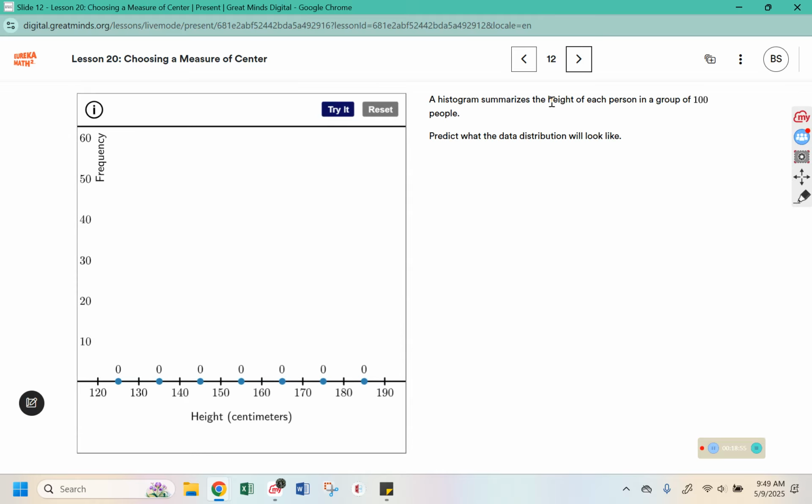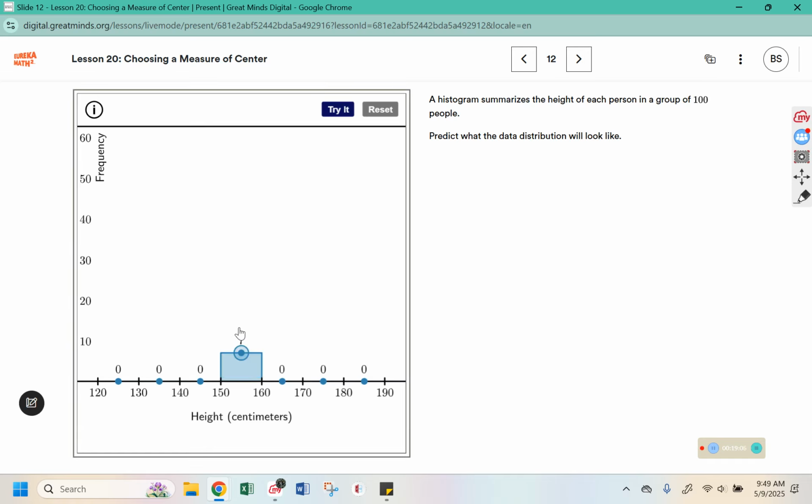This histogram summarizes the height of each person in a group of 100. Predict what the distribution would look like. Well, I think most people are going to be average, so I'm going to place those high in the middle. And then we'll have some people who are shorter, some people who are taller.